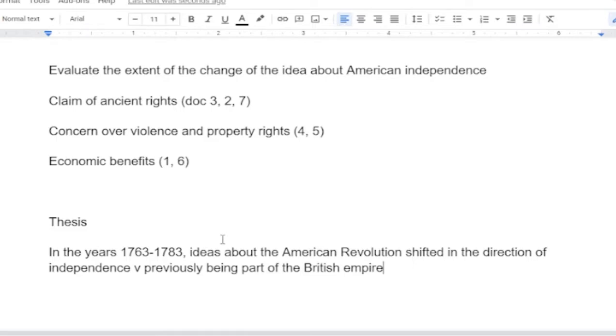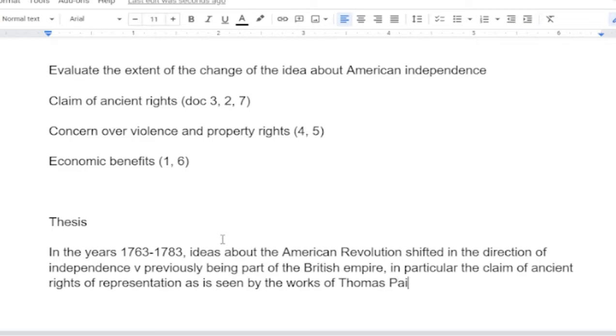In particular, the claim of ancient rights of representation, as is seen by the works of Thomas Paine, and the economic benefits as described by, what was the name of that person? See, the thing about documents is if you need a specific example for your thesis, you can always just go to the document and look. Oh, Charles Inglis. As described by Charles Inglis.